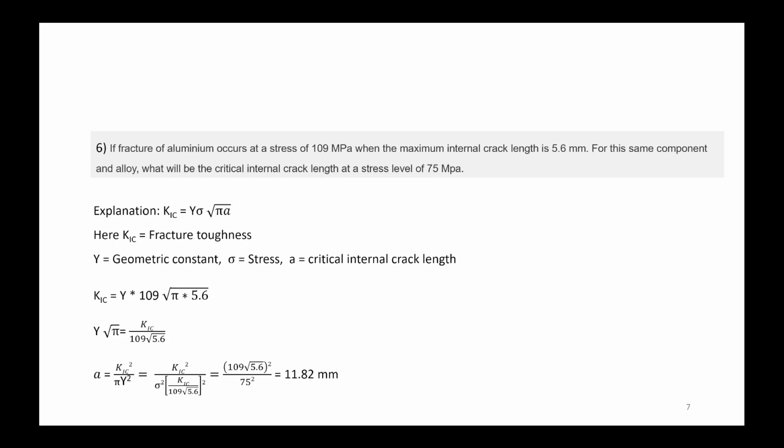Using the same formula as we used earlier, you can find what the crack length will be. So a can be given as K_IC squared upon pi Y squared. Pi Y squared you can find using this Y root pi squared. Okay, here sigma squared will also be there. So using this you can find the value of a. It will be higher because we are reducing the stress level, so the crack length required for criticality will be higher.